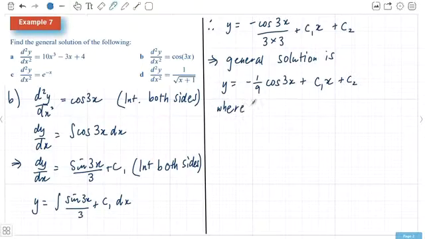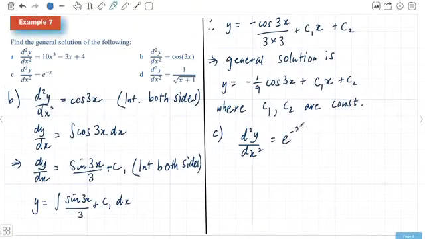And it's always a good idea just to write that c1 and c2 are constants. Cool. So c is pretty similar, and you've got e to the negative x. Integrating both sides. And this is a nice place to stop the video. See if you can finish these off.